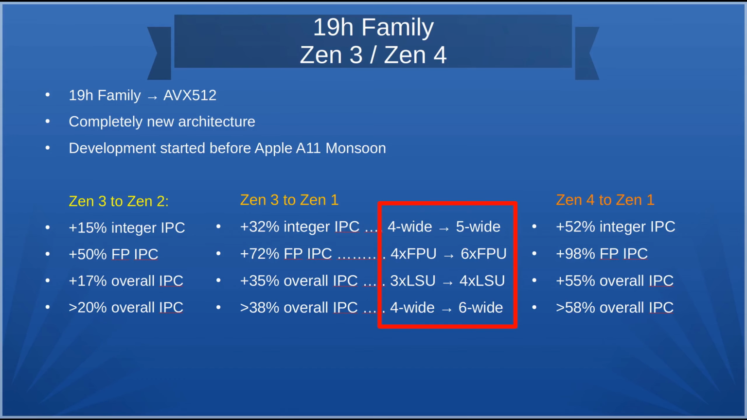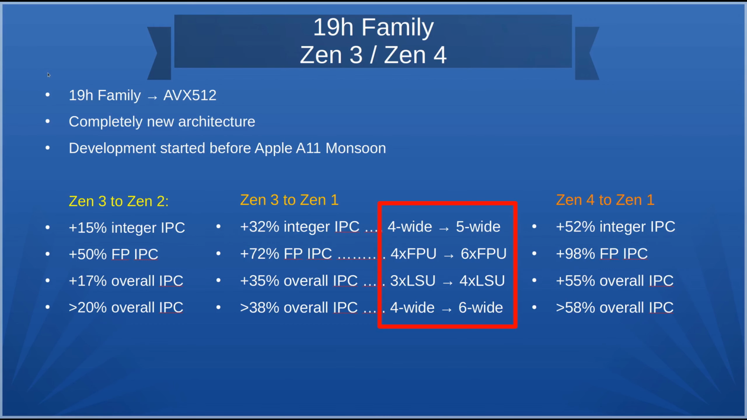This video is about Zen 3 architecture and the reasons why Zen 3 will probably have 6 floating point units and why it will probably also support AVX512. This means Intel will have really serious problems with Zen 3 and especially with Zen 4. Yes, we will talk about both Zen 3 and Zen 4, because those CPUs are part of the 19H family.